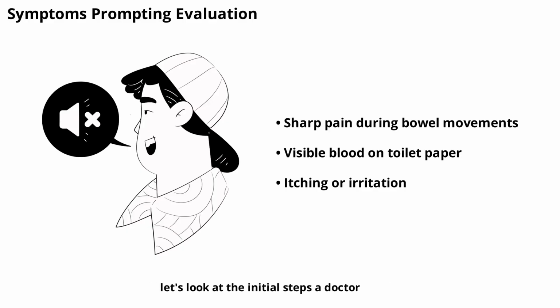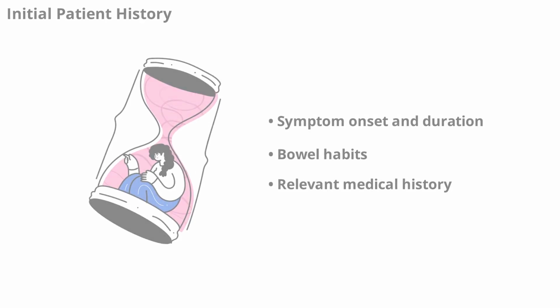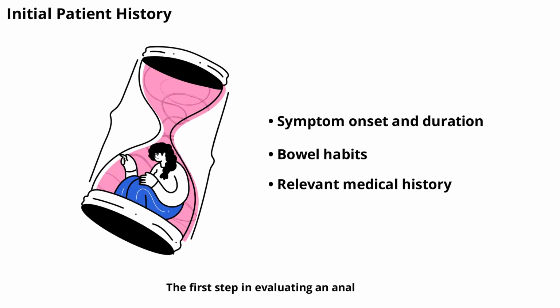Next, let's look at the initial steps a doctor takes when a patient presents with these symptoms. The first step in evaluating an anal fissure is taking a thorough patient history. The healthcare provider will ask about the onset, duration, and severity of symptoms, as well as any previous episodes or related conditions such as constipation or diarrhea. They may also inquire about lifestyle factors, diet, and any history of trauma or surgery in the anal area. This information helps to differentiate anal fissures from other anorectal conditions and guides the next steps in the diagnostic process.